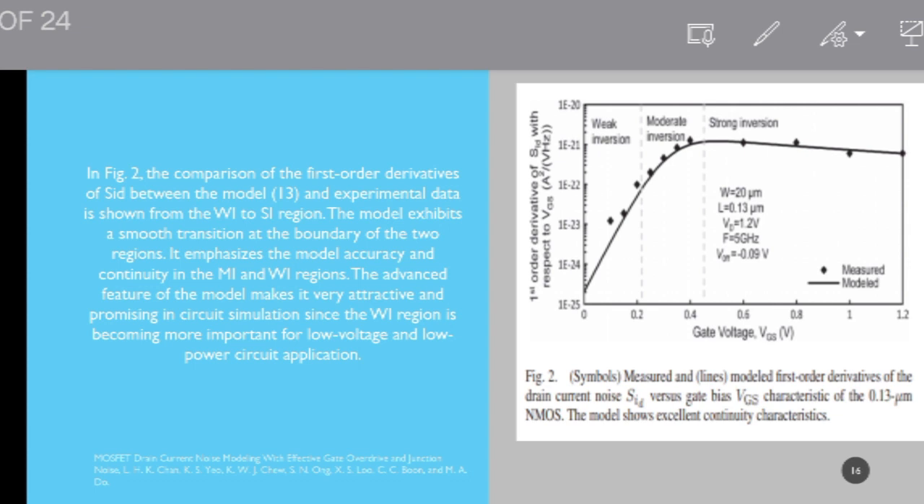The advanced feature of the model makes it very attractive and promising in circuit simulation, since the region is becoming more important for low voltage and low power circuit application. And in the graph, this graph is linear up to the moderate inversion region and then constant in the strong inversion region.